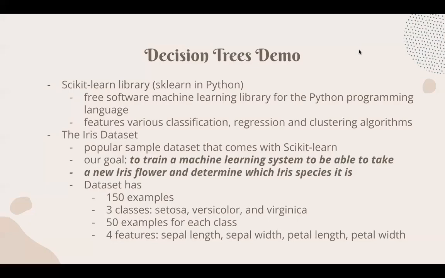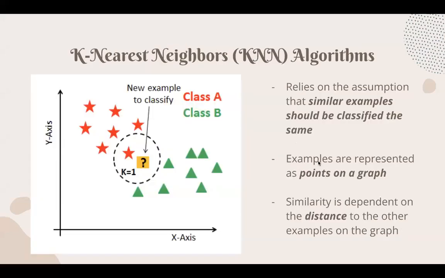Okay, so now that we've gone over decision trees, we're now going to go over KNN, or K-nearest neighbor. This classification algorithm relies on the assumption that similar examples should be classified the same. Examples are usually represented as points on a graph, and the similarities depend on the distance between one point and others on the graph, or the classes on the graph.